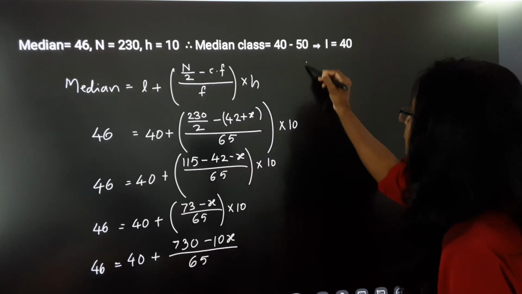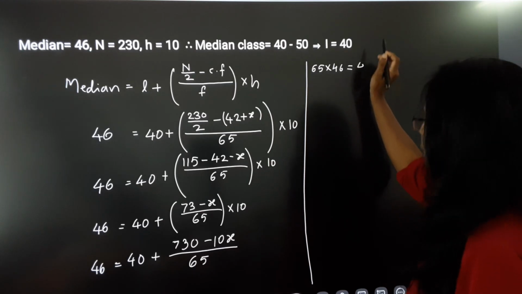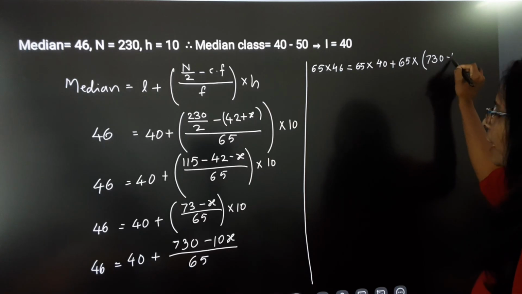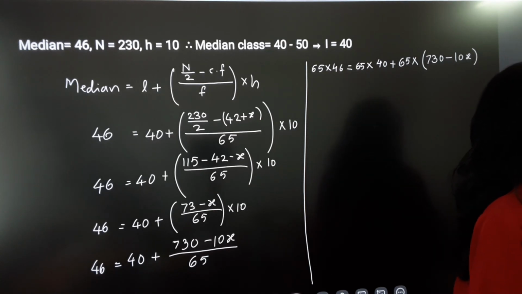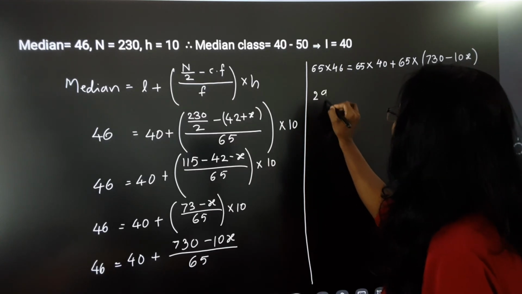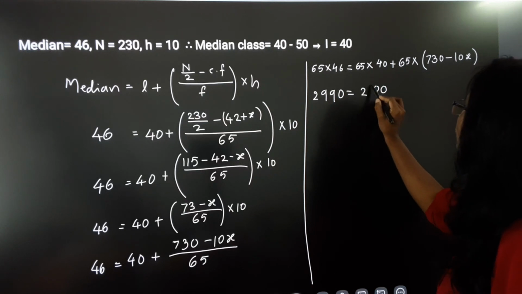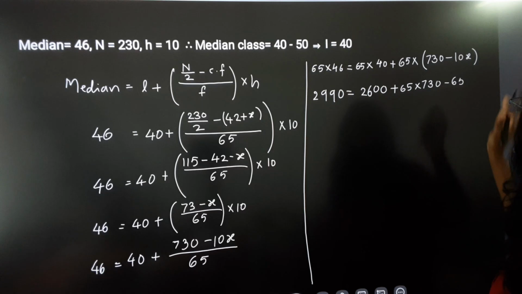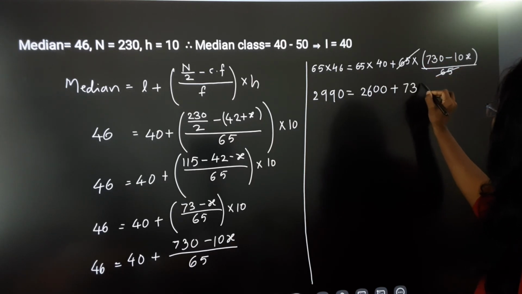Now multiplying both the sides by 65. So here 65 multiply 46 is equal to 65 multiply 40 plus 65 multiply 730 minus 10x divided by 65. So 65 multiply 46, that will be 2990. And 65 multiplying 40 means 2600, plus 65 multiplied by 730 minus 10x divided by 65. So 65 gets cancelled, and here 730 minus 10x.